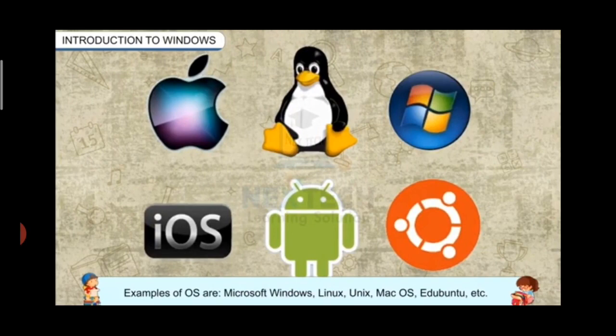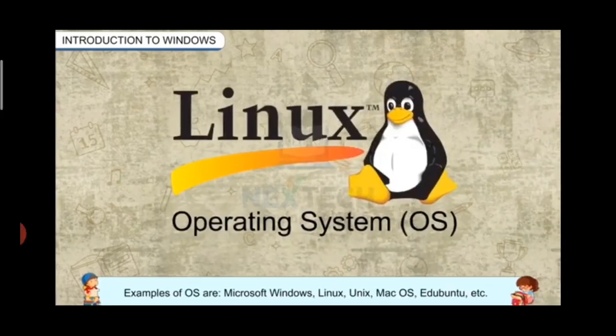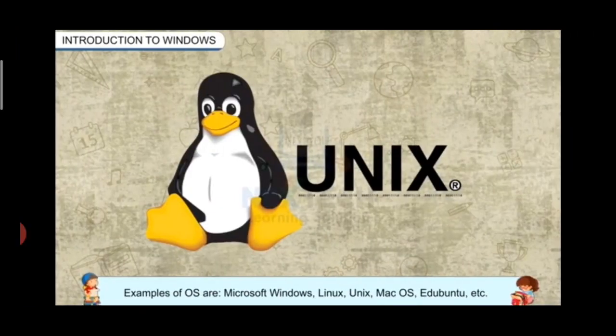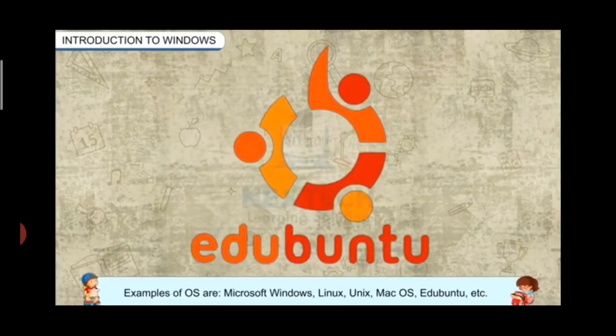The examples of operating systems are Windows. Microsoft Windows is an operating system that we use in our computer system. Linux is also an operating system. Next is Unix. Unix is also an operating system that we can install in our computer. Now Mac OS. Mac OS is also an operating system. It is an example of an operating system. Now Ubuntu. Ubuntu is also an operating system, and so on.